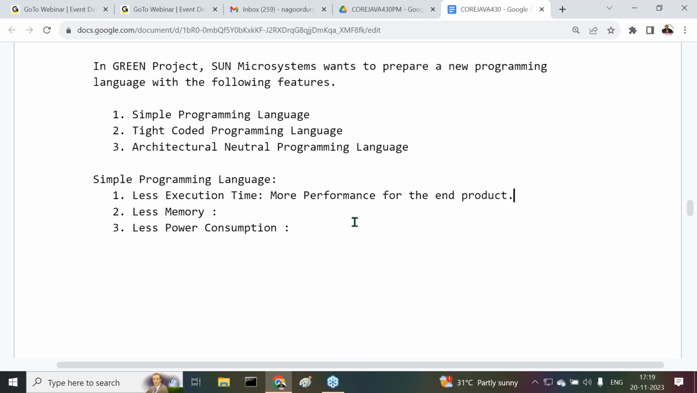When performance is good for the end product, automatically demand will increase for the end product, or not? When demand increases, more business happens with that particular product. Because of this reason only, Sun Microsystems wanted to provide a new programming language with less execution time. It yields more performance for the end product, which turns into more business. That is a simple equation we have to follow. That is the reason they took the factor of less execution time in their programming language.